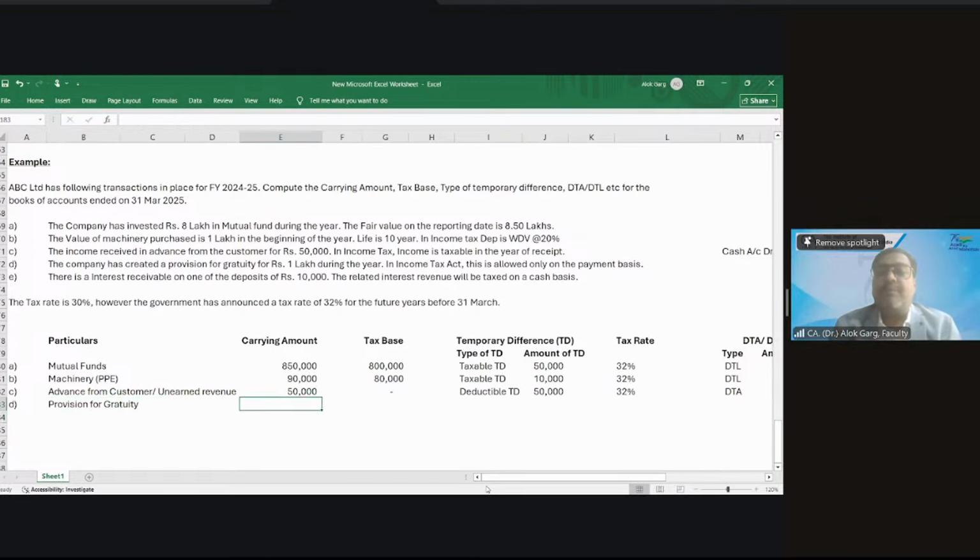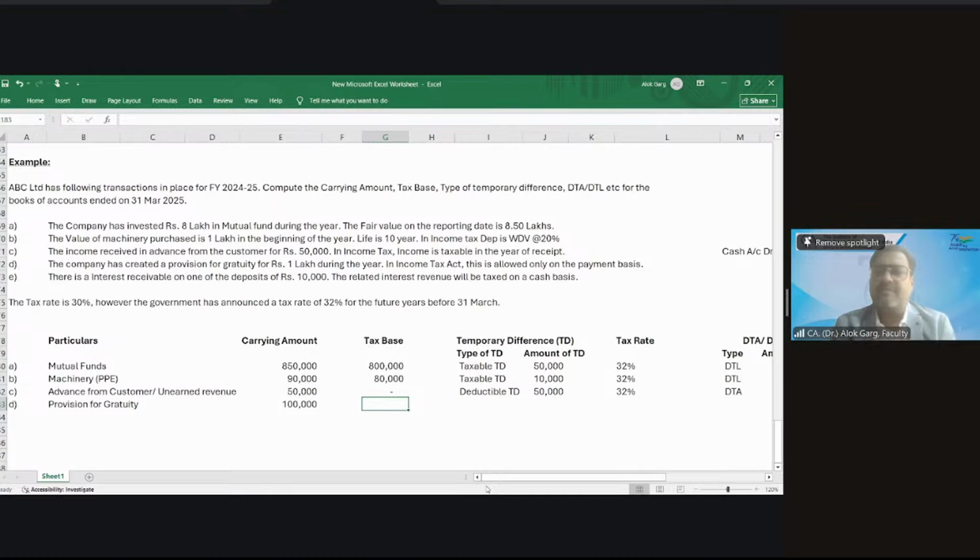What is my provision for gratuity? I have computed my provision for gratuity using Ind AS 19, using accrual principle, actuarial valuation. What is the carrying amount of gratuity liability? 1 lakh. In income tax, if my income tax officer prepares the balance sheet for me as per income tax provisions, what will he say? Whether he will say any liability on account of gratuity.